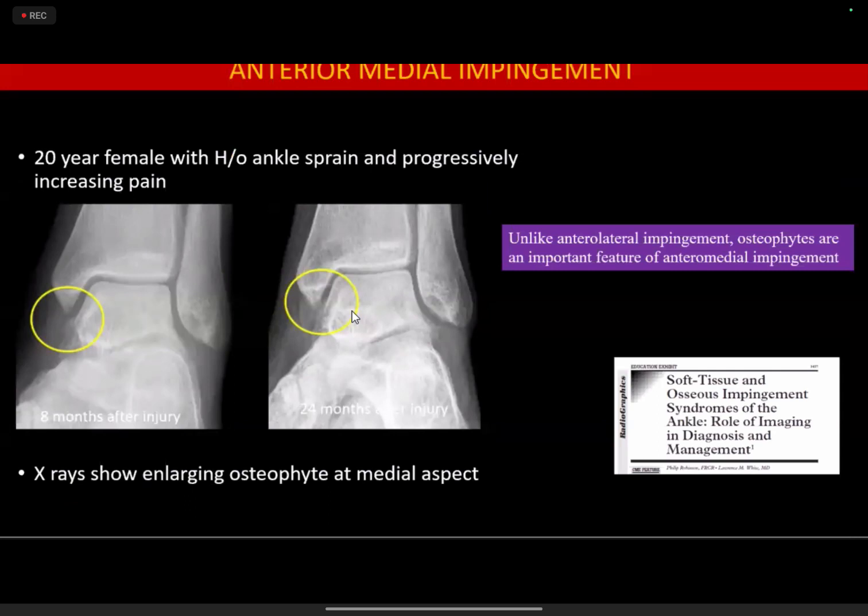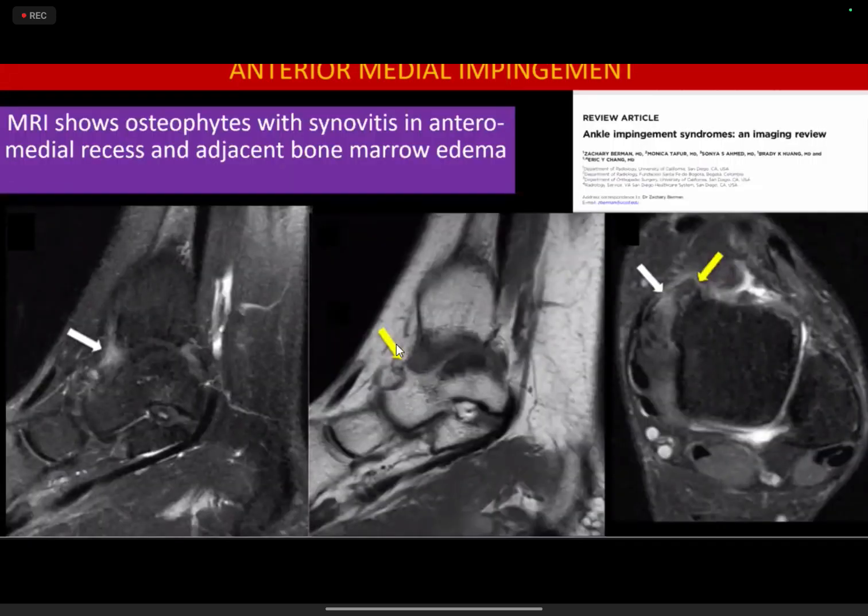So this is a case from the literature that I reviewed, in which they showed a 20-year-old female who had an ankle sprain, which increased progressively. The X-rays are showing enlarging osteophytes at the medial aspect. So there is a role of radiography when it comes to anterior medial impingement, and exaggerated oblique view projections can be used to visualize medial talus, tibial plafond, and medial malleolar osteophytes. MRI in such cases may show osteophytes, synovitis in the anterior medial recess, and adjacent bone marrow edema. So what we are seeing is a remodeled anterior tibiotalar portion of the deltoid ligament.